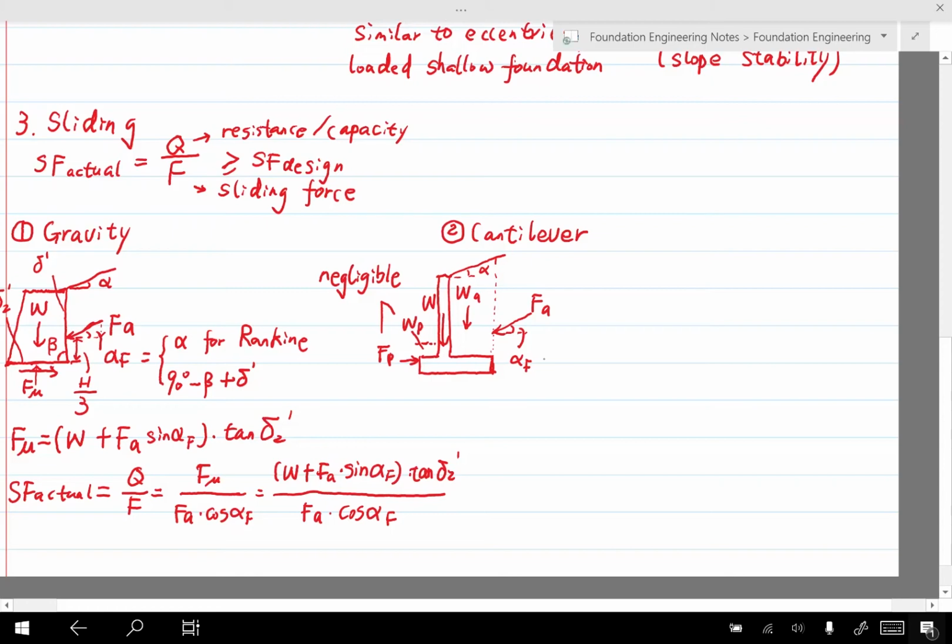And alpha F is different from the gravity wall. It's alpha for Rankine, and it's delta prime for Coulomb.